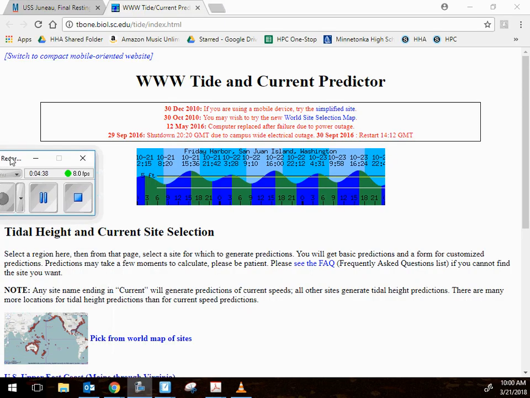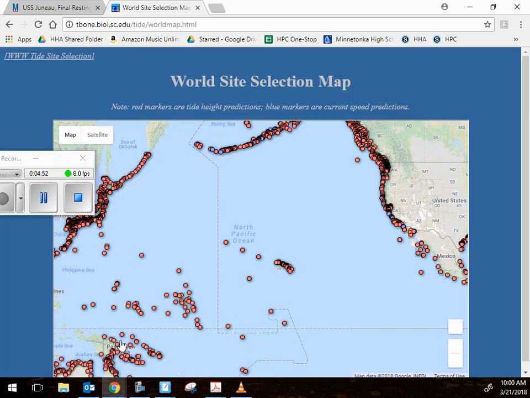Okay, and that brings us to this website. And this is kind of cool. It's got a map here that can show you where all of its sites are that you can use to get tides. And maybe you are intrigued at the idea of finding out what the tides are like in Hawaii. Then you can look them up.